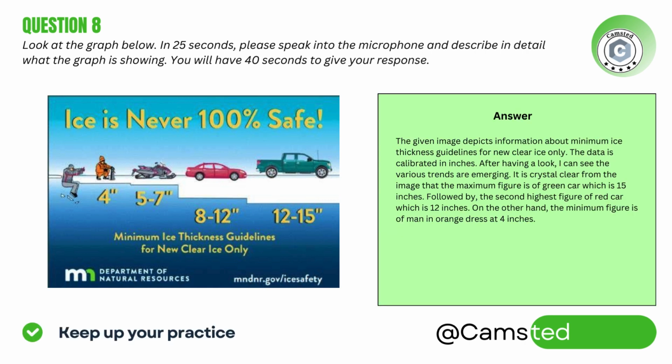The given image depicts information about minimum ice thickness guidelines for nuclear ice only. The data is calibrated in inches. After having a look, I can see the various trends are emerging. It is crystal clear from the image that the maximum figure is of green car, which is 15 inches. Followed by the second highest figure of red car, which is 12 inches.